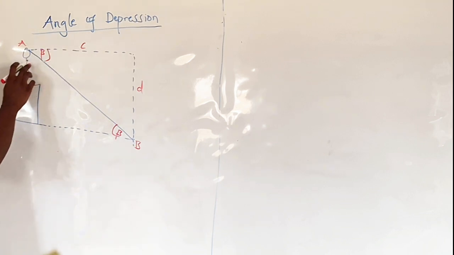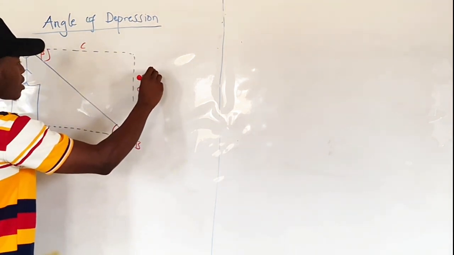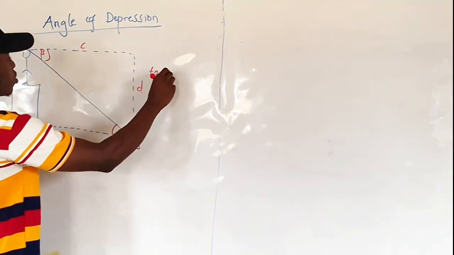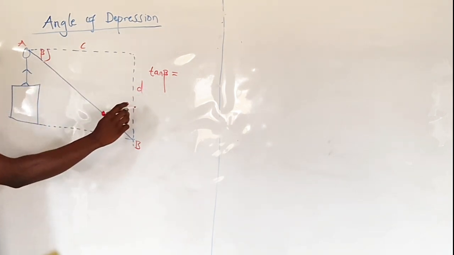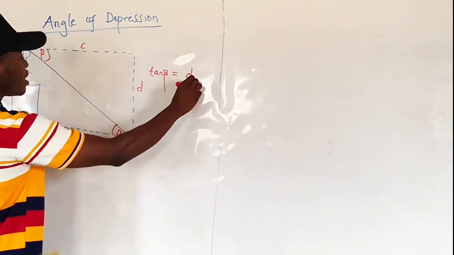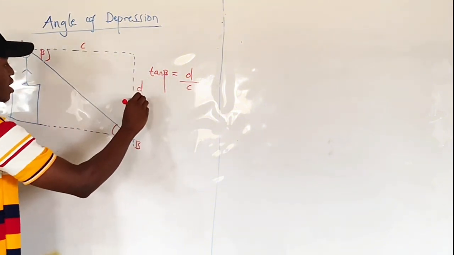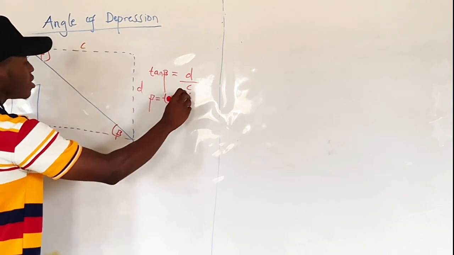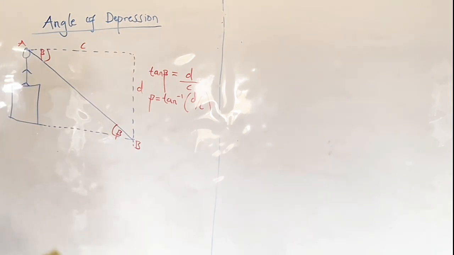From SOHCAHTOA, just like we did for elevation, the appropriate ratio will be tan. Tan of the angle beta will be equal to opposite. Now the opposite is what? The side D over the adjacent, which is now the side C. And from here, beta will be equal to the tan inverse of D over C. Let's quickly look at our first example and the angle of depression.